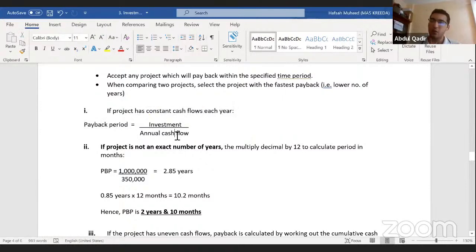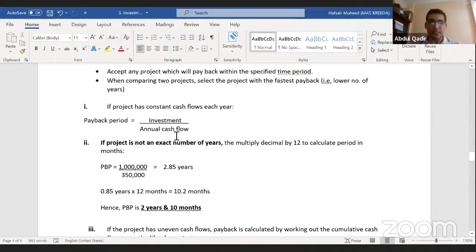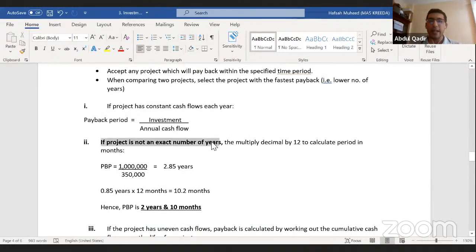So that's pretty straightforward. But let's say if the project is not an exact number of years, that means let's say you invest 1 million, that is your investment, but every year you're going to receive cash flows of 350,000. Now 1 million divided by 350, it's not a round off amount, right? You get some decimals. So then how do you calculate payback, right? You can use the normal formula, just like the previous one, you get 2.85. So basically it will take 2.85 years.